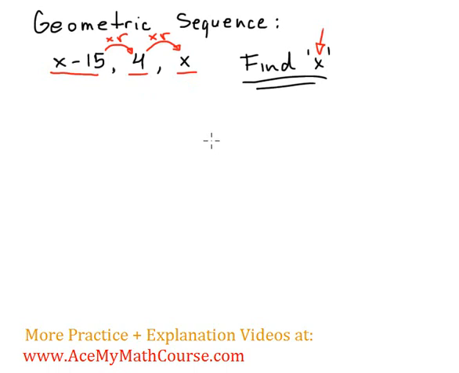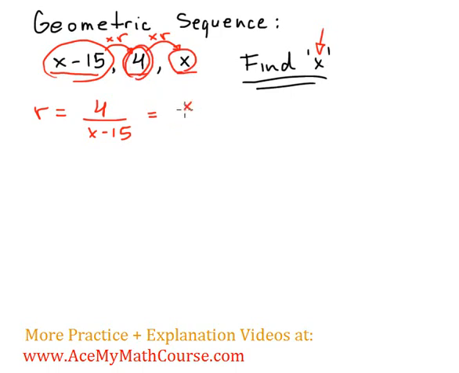And because of this property of geometric sequences, it follows that r, the common ratio, will be equal to 4 divided by x minus 15. So we take one number and divide it by the previous. But I can also say, in this case, that r, or the common ratio, is x divided by 4. It's both, isn't it? So x over 4 is the common ratio, but 4 divided by x minus 15 also.